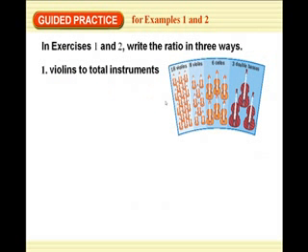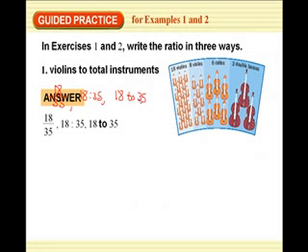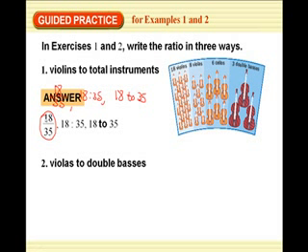Okay, so for the guided practice, it says write the ratio in 3 ways. Violins to total instruments. Remember, the total instruments was 35, so the violins would be 18 over 35, 18:35, or 18 to 35. Let's see if we agree. Yep, and that couldn't reduce. When we were back in the fraction, you always look to see if it can reduce.